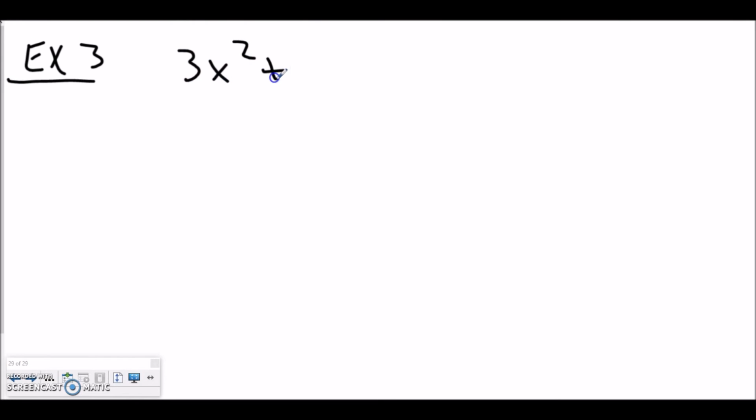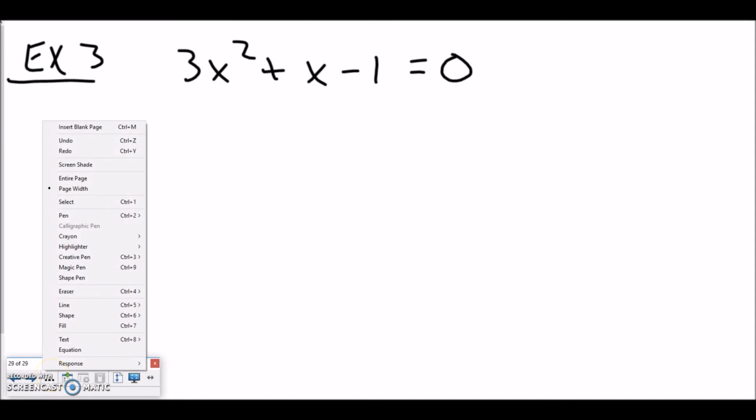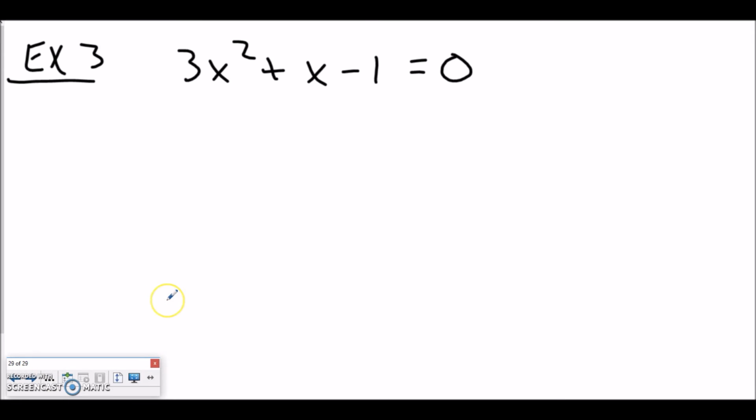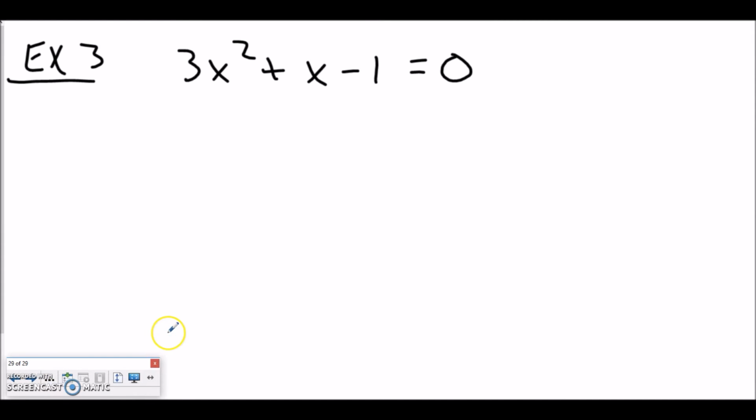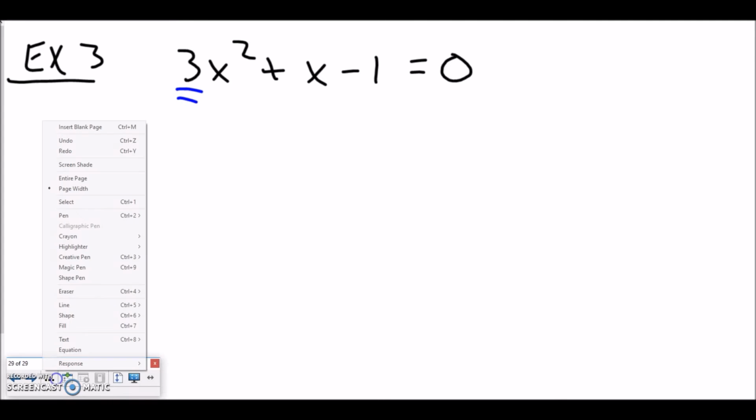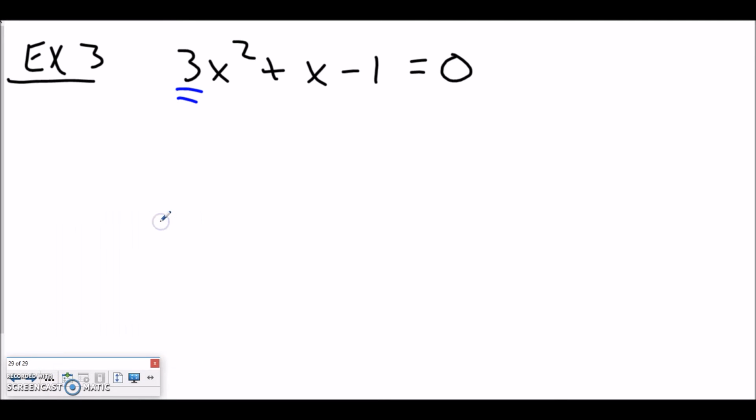3x squared plus x minus 1 equals 0. One nice thing about the quadratic equation is we do not care about the coefficient in front of x squared. If you remember from when we completed the square, that had to be a 1. We do not care with the quadratic formula. Let's plug in our numbers.